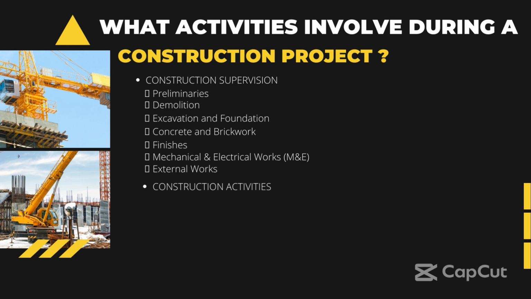Third is variation order. Variation order refers to any changes to the scope of works, planning, and specification or contract documents in a construction project.